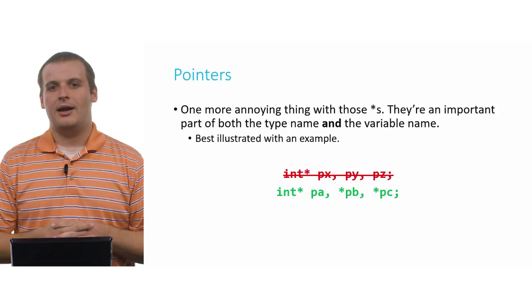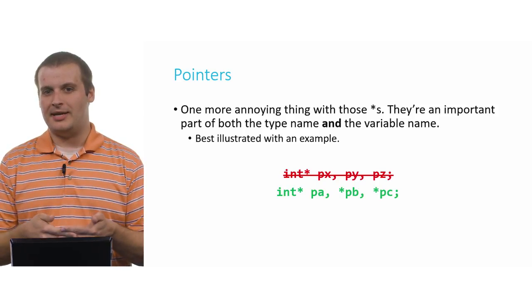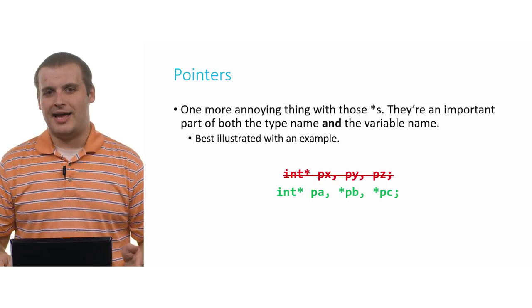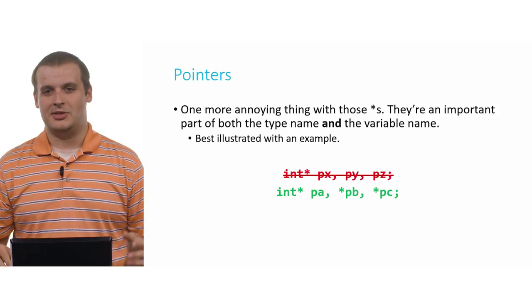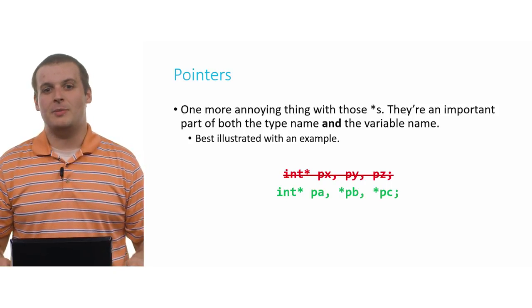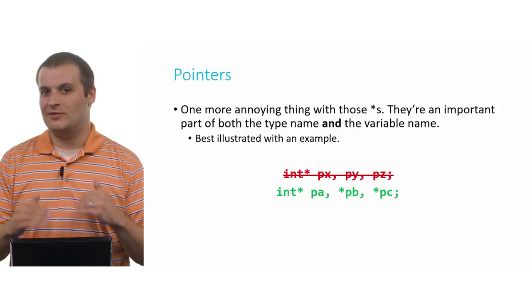That's not good. So if I want to create multiple pointers on the same line of the same type, int stars, what I actually need to do is say int star pa, comma, star pb, comma, star pc. Now, having just said that, and now telling you this, you probably will never do this. And it's probably a good thing, honestly, because you might inadvertently omit a star or something like that. It's probably best to maybe declare pointers on individual lines.